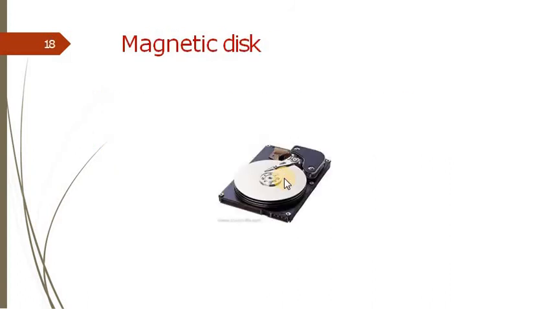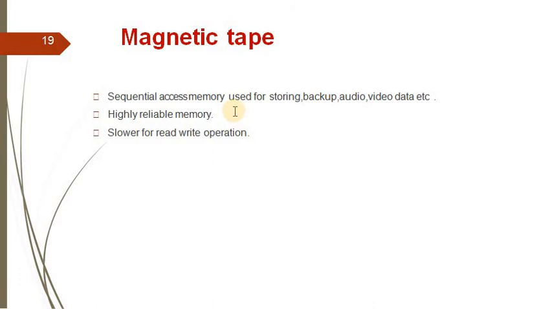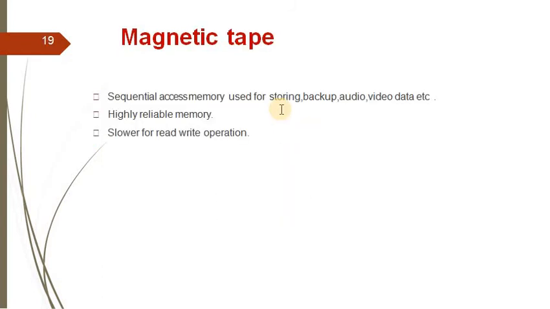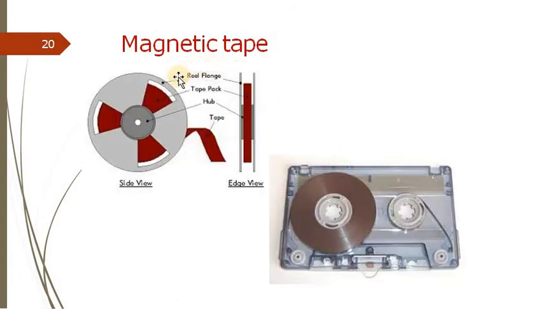See here, sequential access memory used for storing is the magnetic tape. This is the magnetic disk. Sequential access memory is used for storing backup audio, video, data, etc. It is highly reliable memory, but slower for read and write operations. So this is a magnetic tape.